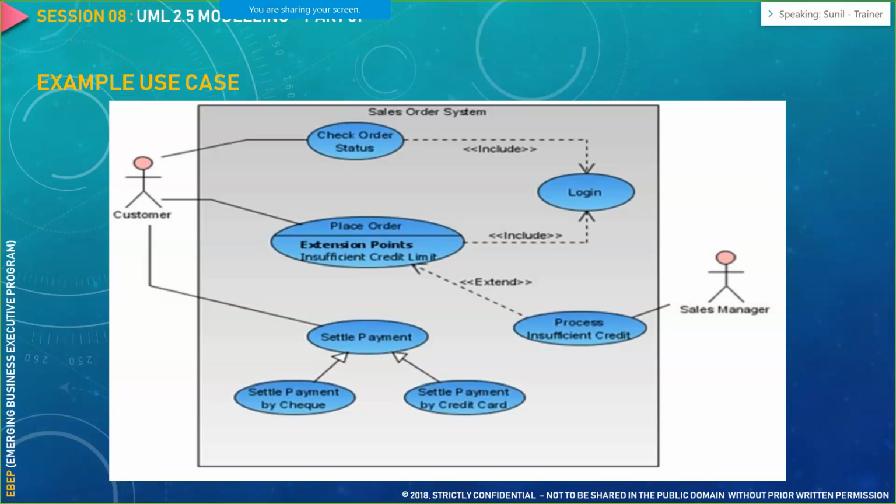Now when he doesn't have the necessary credit limit, he would reach out to the sales manager to process that insufficient credit. So that's the reason it has an extension to this process insufficient credit. This is something that would happen occasionally, not every time. That's the reason it has an extend keyword.